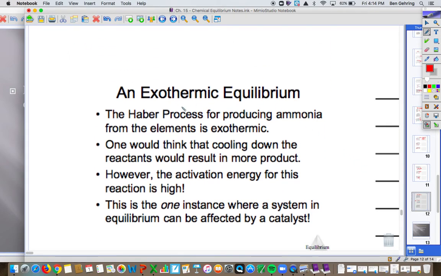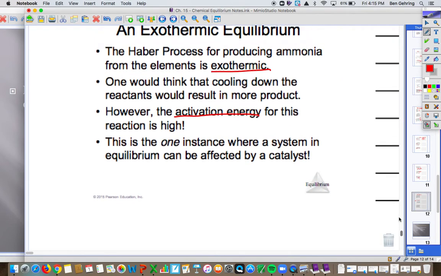For exothermic equilibrium, we have the Haber process, which produces ammonia. We're going to look at that on the next slide. This is an exothermic reaction. So you would think that cooling it down would result in more product, but the activation energy is really high. This is the one instance where a system in equilibrium can be affected by a catalyst. Because you have such a high activation energy, cooling it down is not going to make more product.